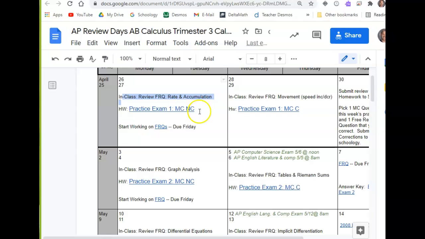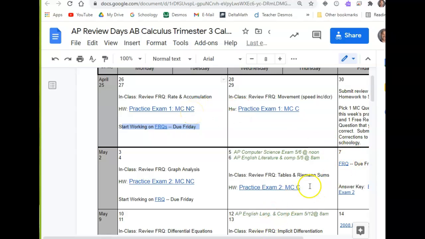It's all multiple choice. And then on Wednesday, Thursday, you're going to do the same practice exam, but you're going to do the calculator part, which I can't remember how many questions that is. I think it's 15. And then notice there's a link here. You should start chipping away at the free responses throughout the week. So each week, we're going to do a full practice exam as homework.